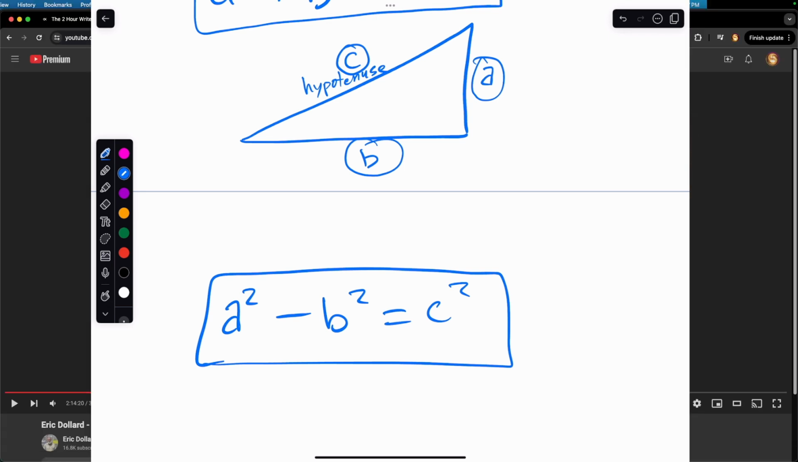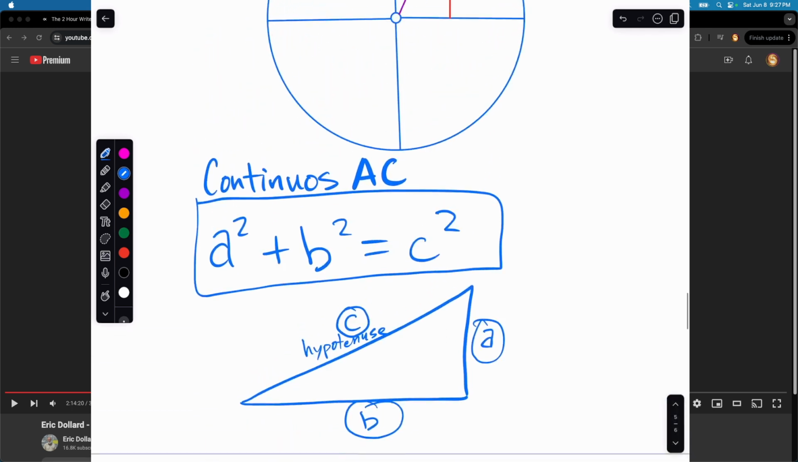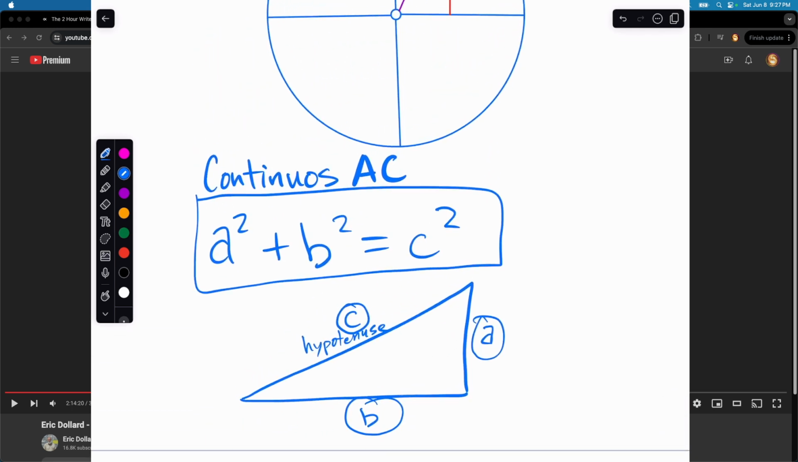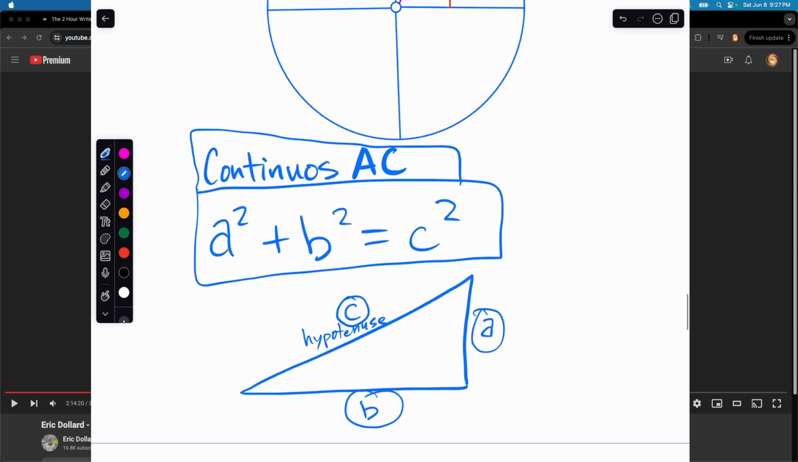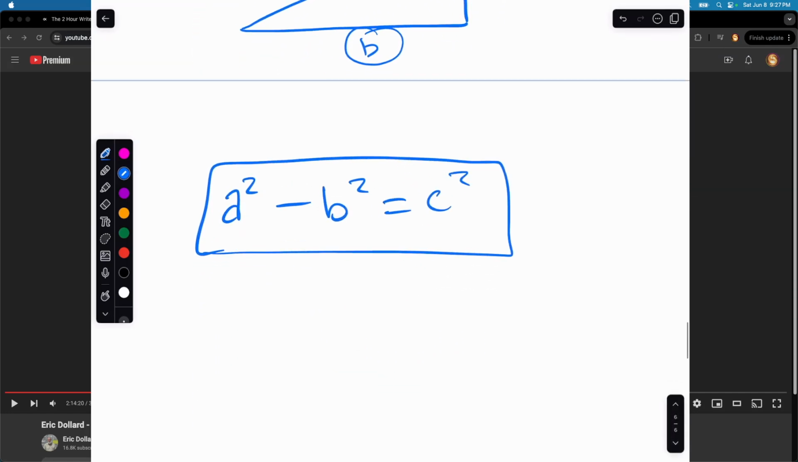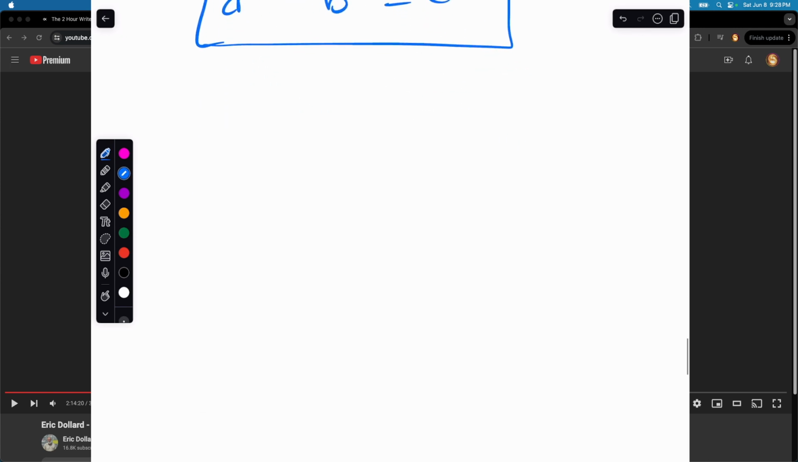Let's see. So he was saying that the addition represents continuous and AC waves, and then the subtraction, the difference, represents discontinuous transient waves. And there is a section where he goes over, there's 4 different types of waves.